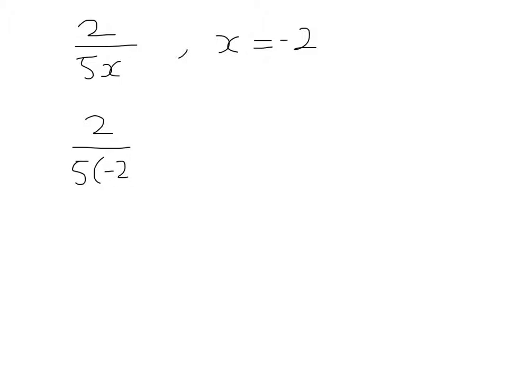Now the next question that we have is we're going to evaluate some equations. So we've got 2 over 5x and we've been told that x is equal to -2. So that basically means that wherever we see x, we substitute -2. So this will be equal to 2 over 5 by -2.